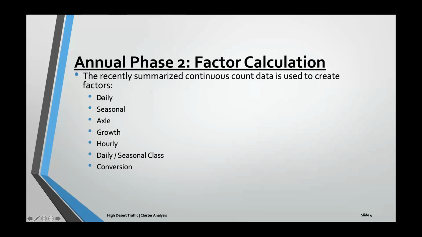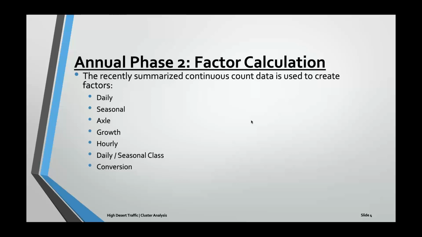And you create these factor types. So you're going to create daily factors, which record the day of week variation by month. So there's 84 daily factors, 1 per day of week per month. So 12 times 7 per factor group. And seasonal factors, which basically represent the monthly variation throughout the year per factor group. So there's 12 seasonal factors per group. Axle factors, which are used to take your single tube axle counts and create vehicle estimates from those. There's 12 axle factors per month, so that's also seasonal.